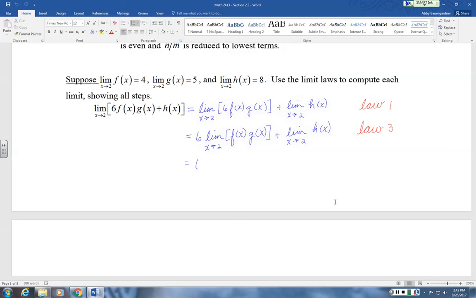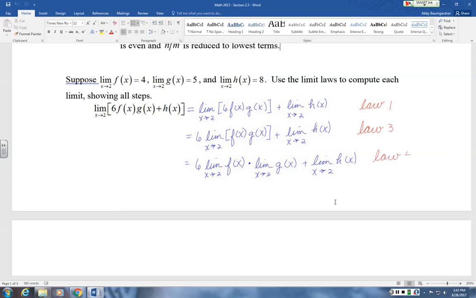Right, the next thing I want to do is break up this product. So I'll have the limit of f of x as x approaches 2 times the limit of g of x as x approaches 2, sorry. And then we still have this limit of h of x as x approaches 2 being added. All right, so what I just did there was the product law, which I believe is law number 4.